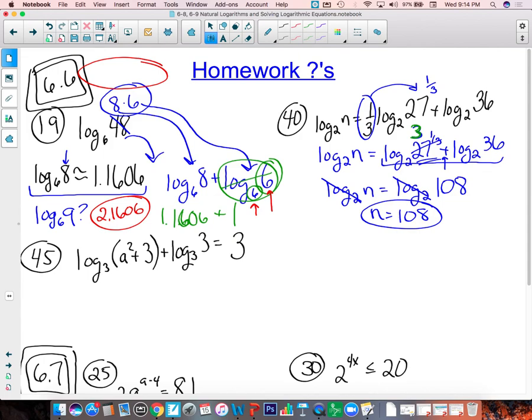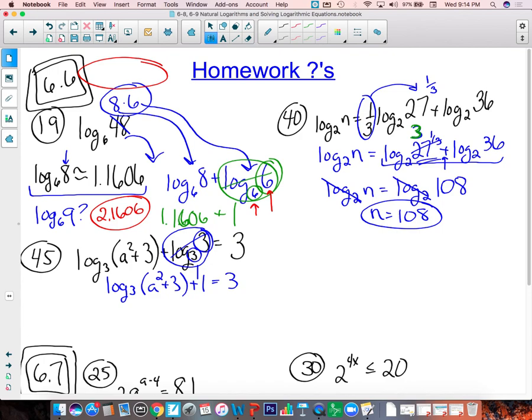On 45, we have to do kind of the same thing. All right? But there's a little trick that we can do here, and it'll save us some time. Remember what I just said right above on number 19 there. If I have a logarithm with the base the same as the number inside, that just turns into a 1. So I can really rewrite this as log base 3 of a squared plus 3, plus 1 equals 3.